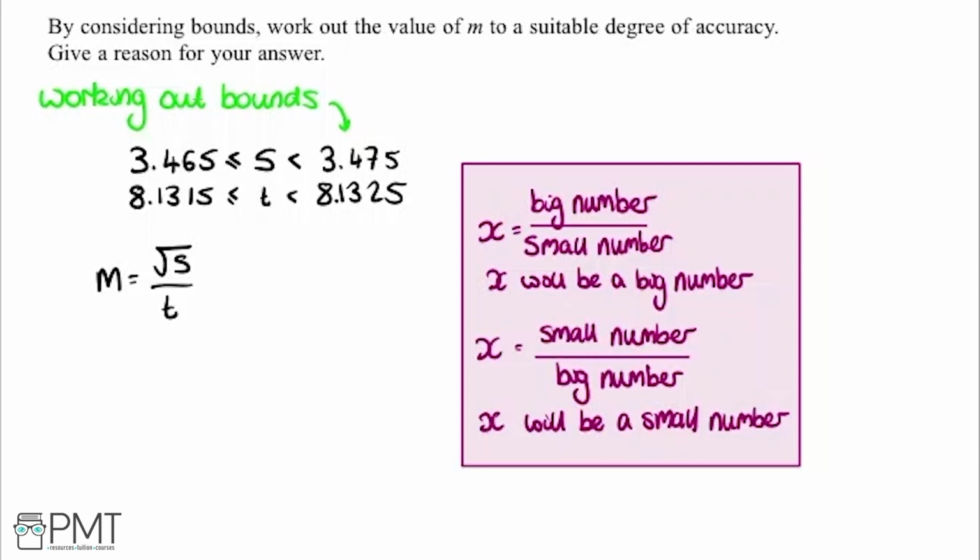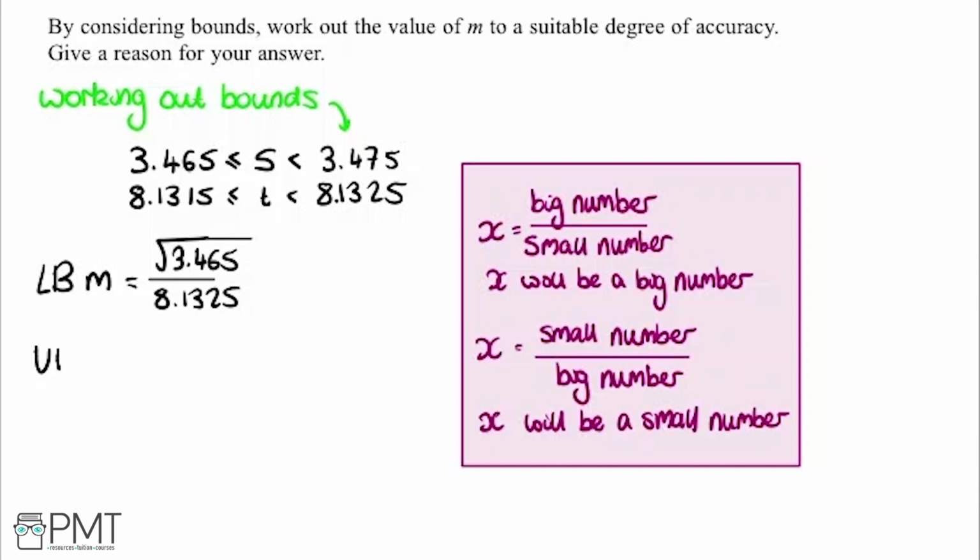So we're going to use this fact with the bounds to try and work out the highest possible value for m and the lowest possible value for m. So the lower bound for m, we're going to have the square root of s over t. But we need to think about which value we pick for s and which we pick for t. Because you want the lower bound, we want the small number. So if we think about the fraction, we want a small number on the top and a big number on the bottom. Well, the smallest possible value we can have on the top is this one, 3.465. So we're going to put that in there. We want a big number on the bottom, and the biggest number we could have here is 8.1325.